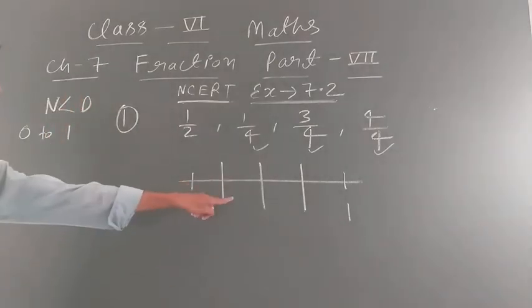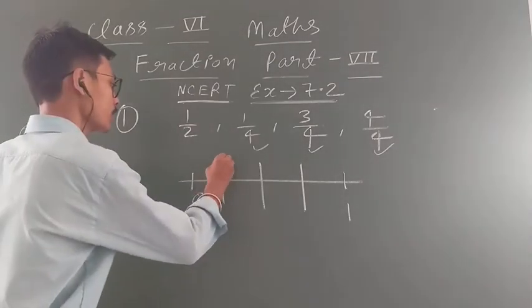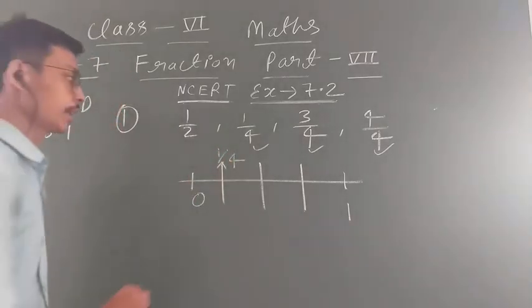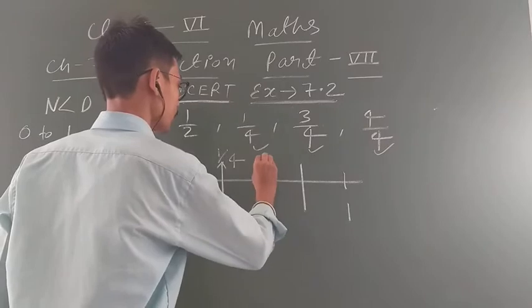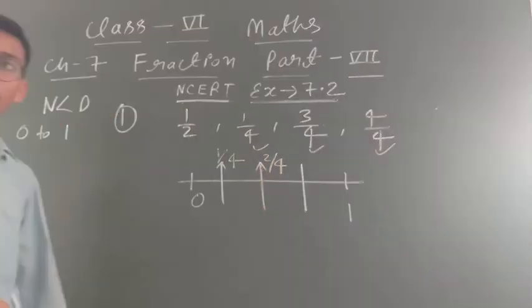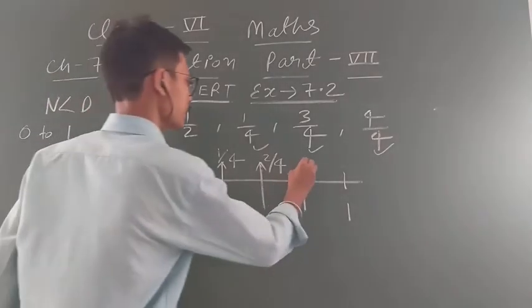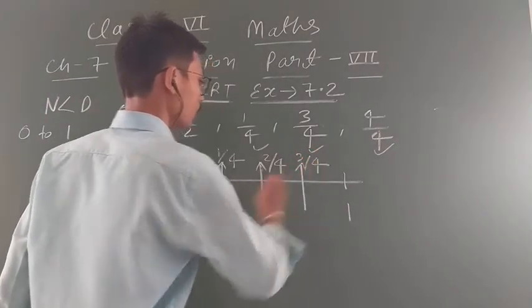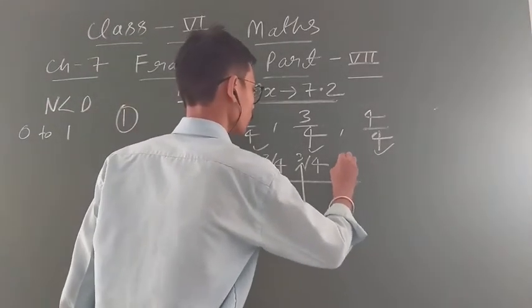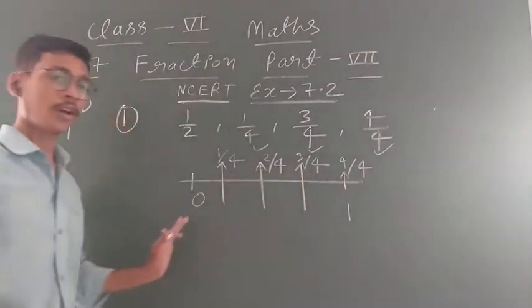Now, what is the first part, student? This is 1 upon 4. Is that clear, everyone? Now, what is the second part? The second part is 2 upon 4. Okay, student. Now the third part is 3 upon 4. Okay. Now, what is the fourth part? 4 upon 4. So see, everything is on the number line.